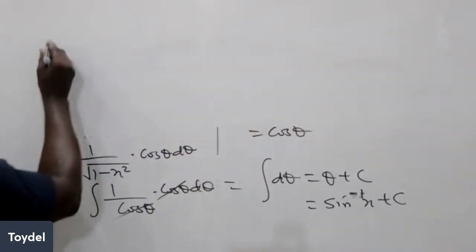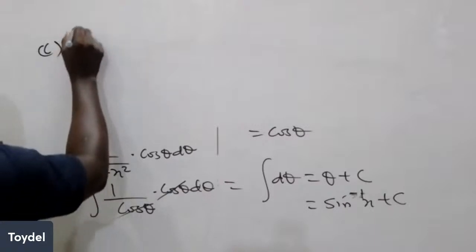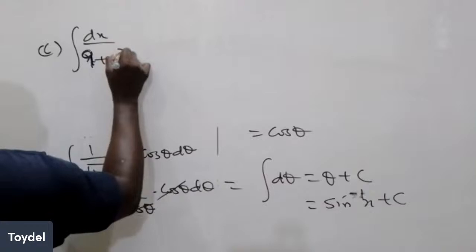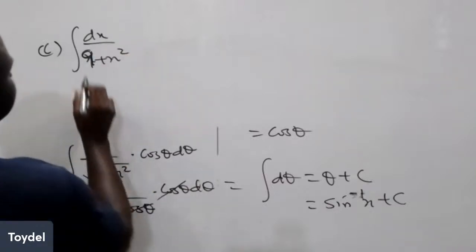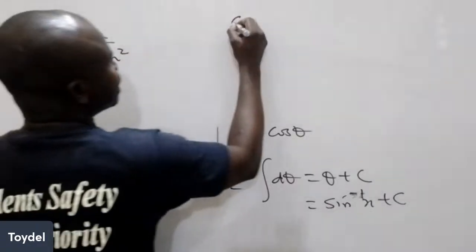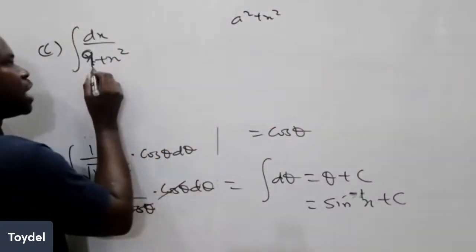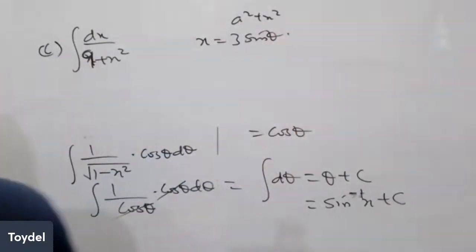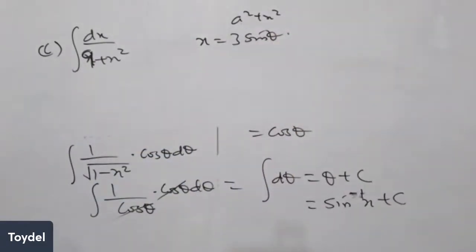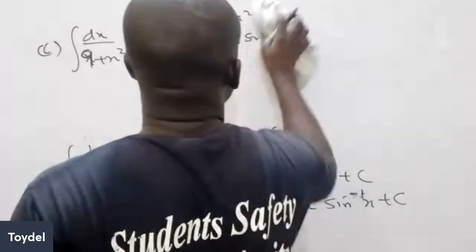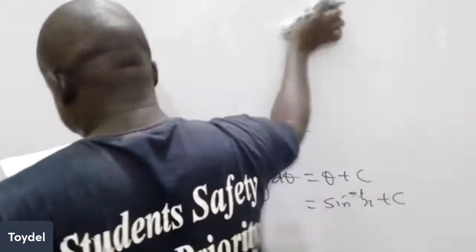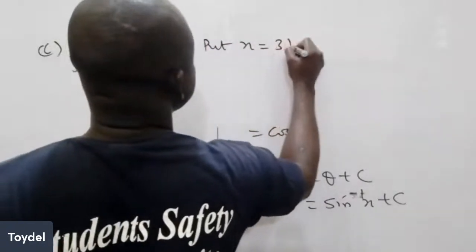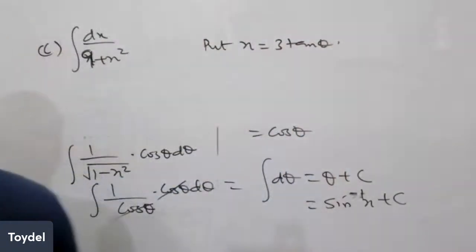We go to the last example, C, where we have integral dx all over 9 plus x squared. So in this case, the normal thing is a squared plus x squared. If a squared is equal to 9, a is equal to 3. Here, when it is addition, it is tan. So here we are going to put x equal to 3 tan theta.